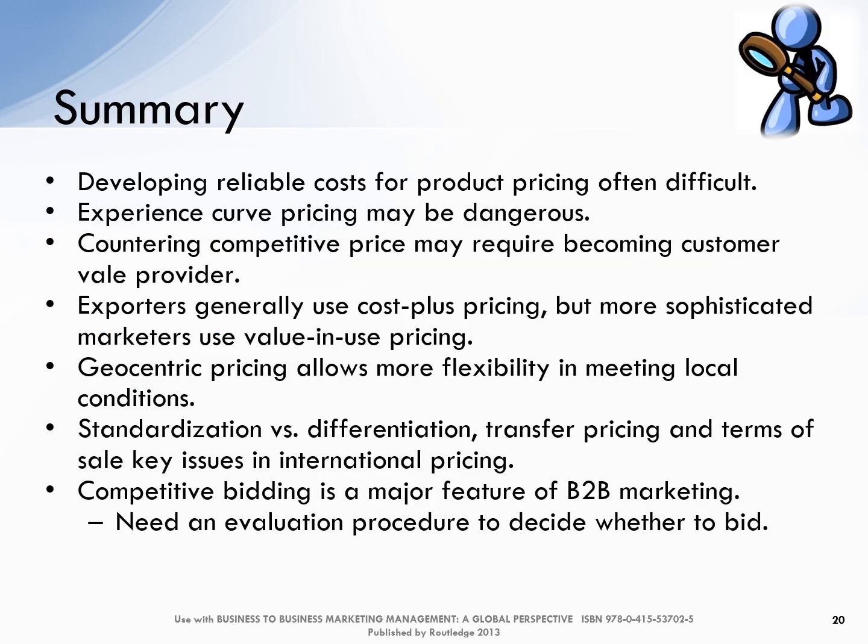Okay, here is a summary for part 2 of today's lecture. Developing reliable cost for product pricing is often difficult. Experience curve pricing may be dangerous, and countering competitive price may require becoming a customer value provider. Exporters generally use cost plus pricing, but more sophisticated marketers use value in use pricing. Geographic pricing allows more flexibility in meeting local conditions.